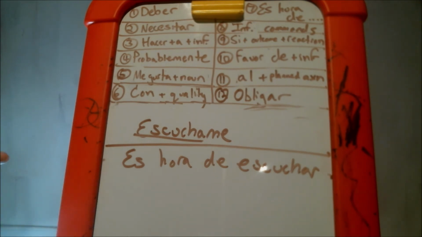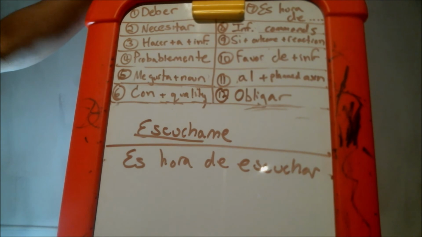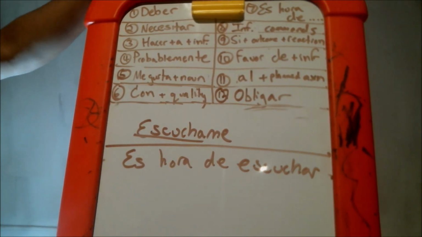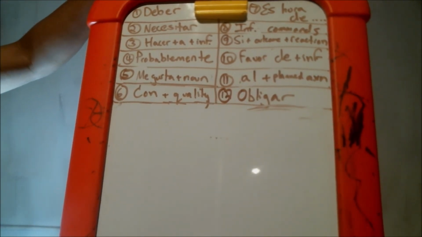But what if you forgot how to conjugate levantar into the ustedes subjunctive form? You could just say, es hora de levantar las manos. Es hora de levantar las manos. It's time to raise hands. Okay? So you could use es hora de and then the infinitive of whatever action you want the person or people to perform. Let's move on. Let's try to get through these quickly here. Kind of running out of time.